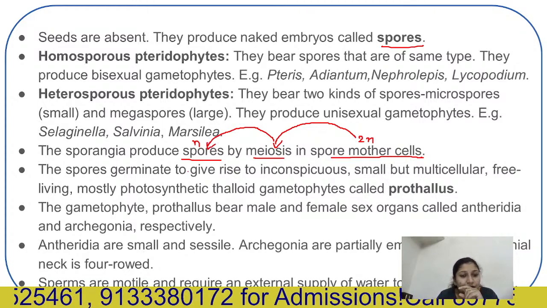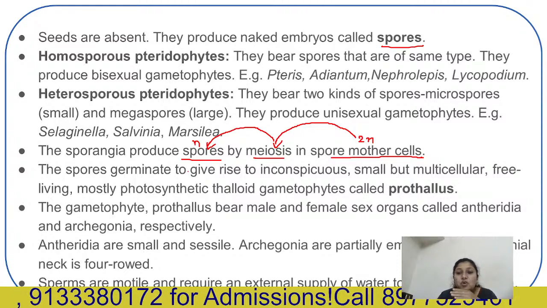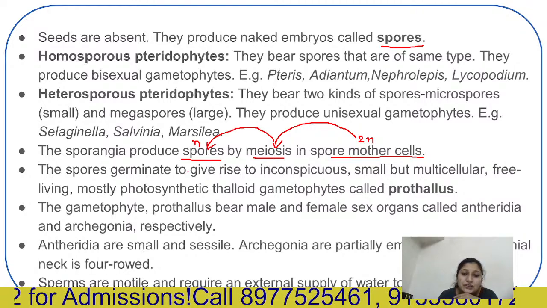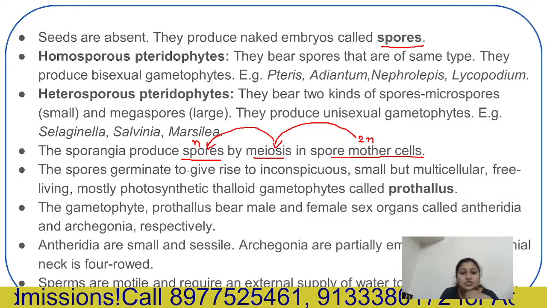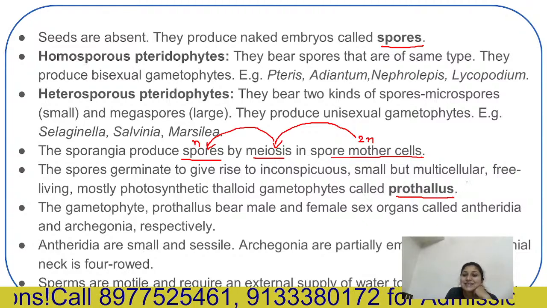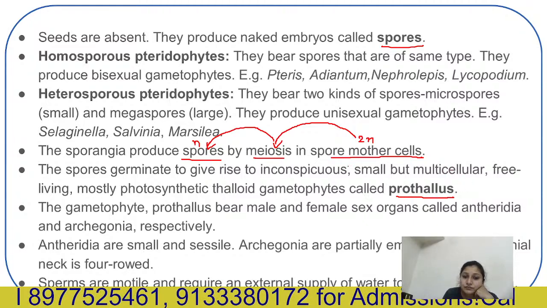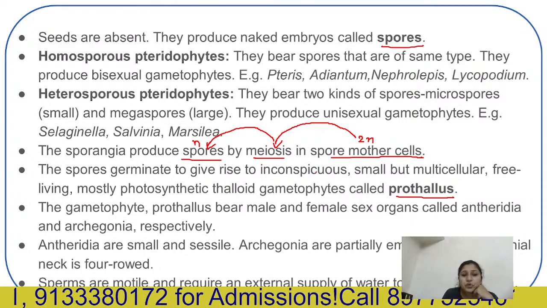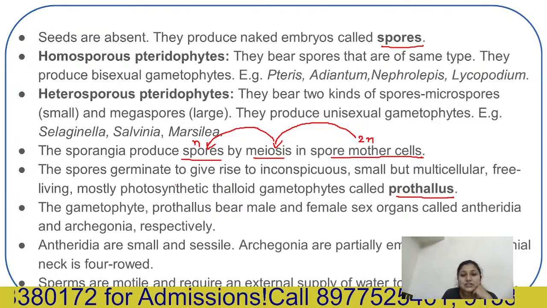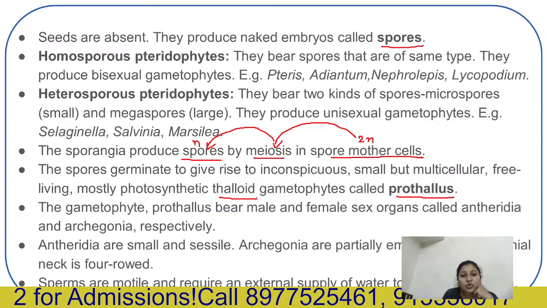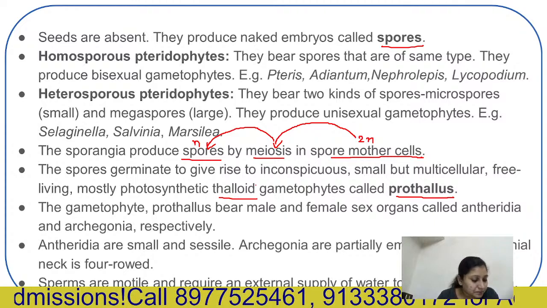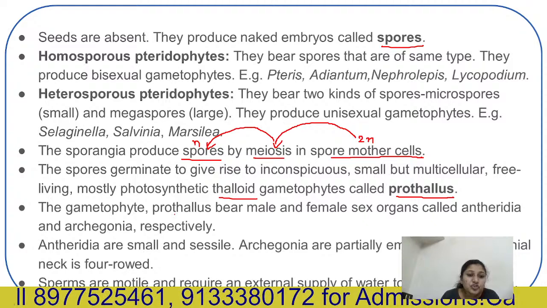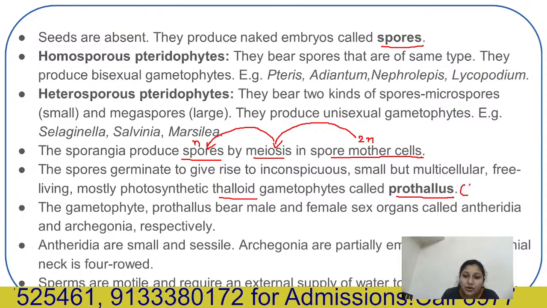So the spores germinate to give rise to inconspicuous, small but multicellular, free living, mostly photosynthetic, thalloid gametophytes. It is called prothallus. This is not the dominating phase. This is inconspicuous. It is free living and photosynthetic, but it is thalloid, not properly developed. So this phase is the haploid stage, the gametophyte.